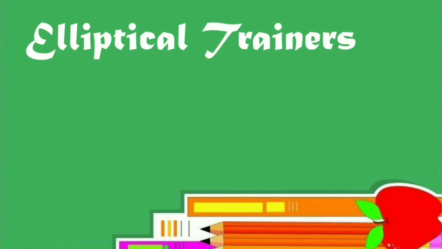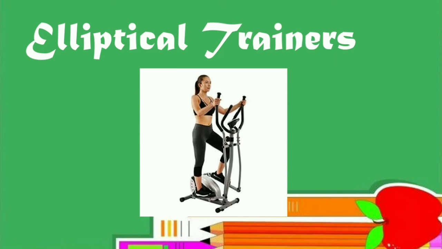Elliptical trainers. An elliptical training machine simulates the motion of running or walking, offering a low-impact cardio workout. When you walk or run on an elliptical trainer, your foot describes an elliptical path. An elliptical machine can be motor-driven or user-driven, and some elliptical trainers also feature handlebars that you can push or pull on to help move the foot pedals through the elliptical path.